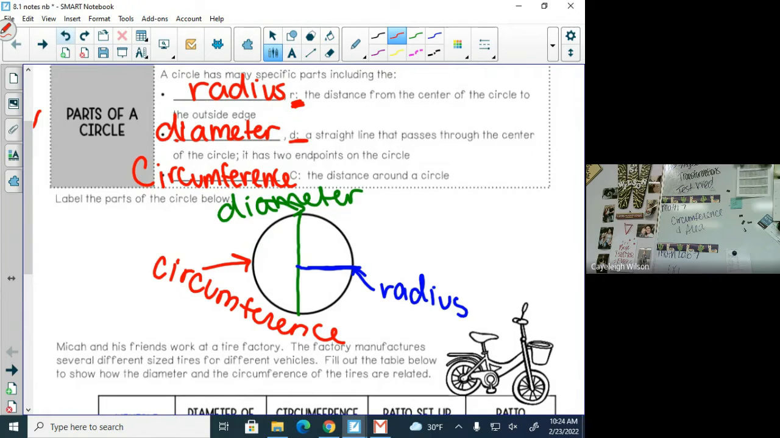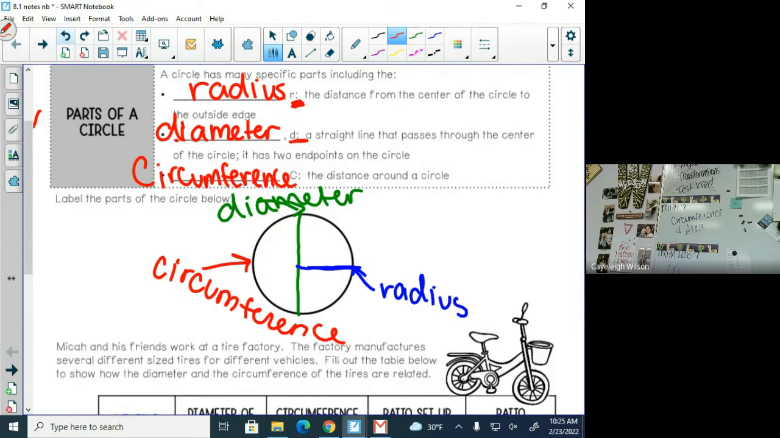And once again, if I tell you the diameter is 10, what would the radius be? 5, because diameter is always twice the length of the radius. Diameter is 2 times the radius. Radius is half of the diameter. So if I tell you the radius is 4, what's the diameter? 8. If I tell you the diameter is 70, what would the radius be? 35, because half of 70 is 35.